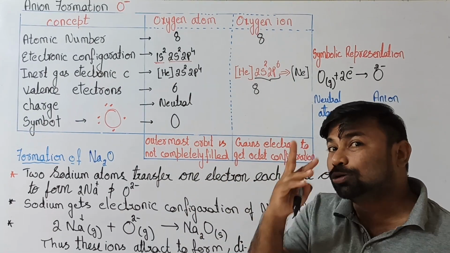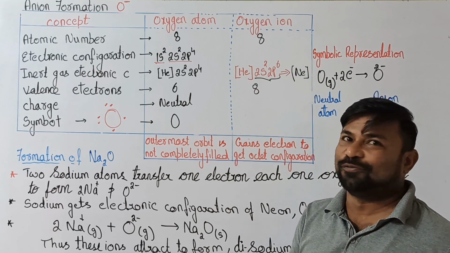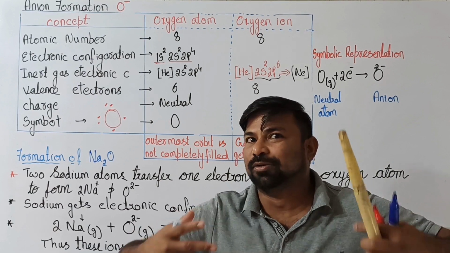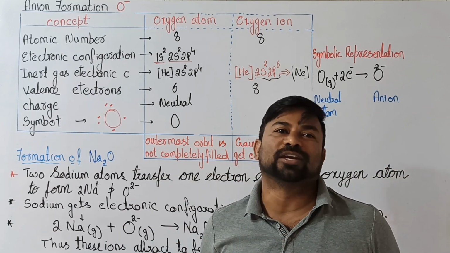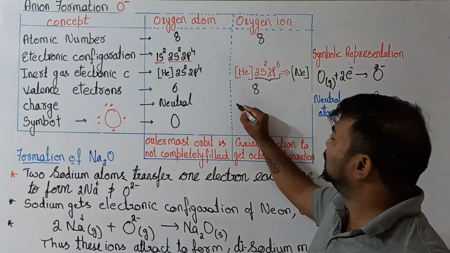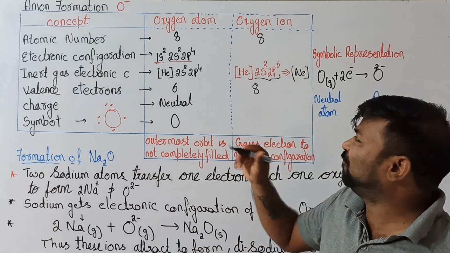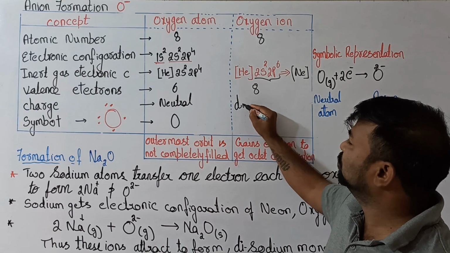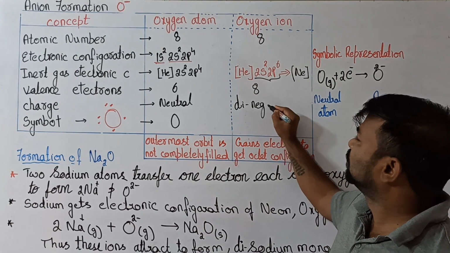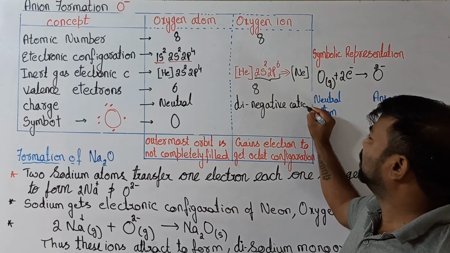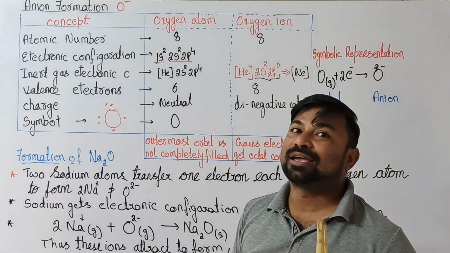Right. So, how many more? 2 more. Therefore, it is not going to be an atom, it is going to be an ion. Negatively charged ion. Why? Because electrons are of negative charge. Therefore, negative, right? But how many negative? 2 electrons are more, therefore di-negative anion. Why? Because negatively charged particles are anions.